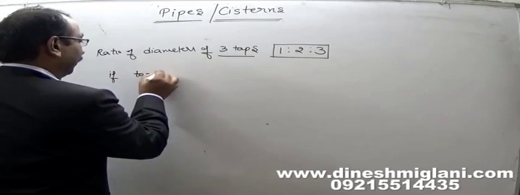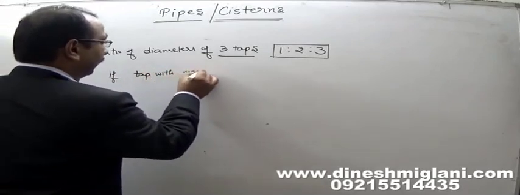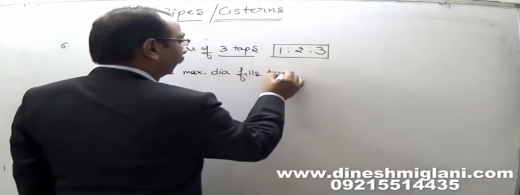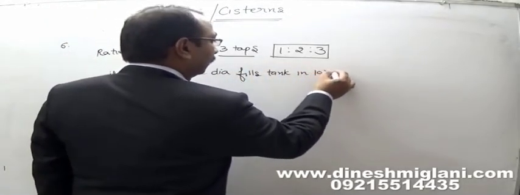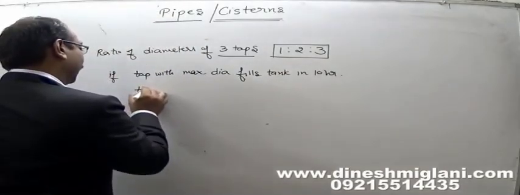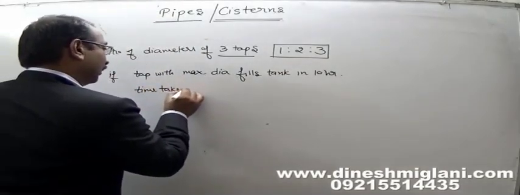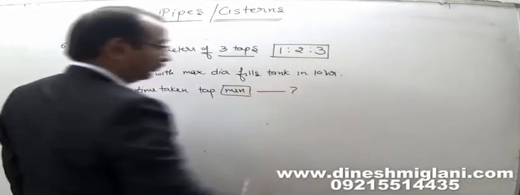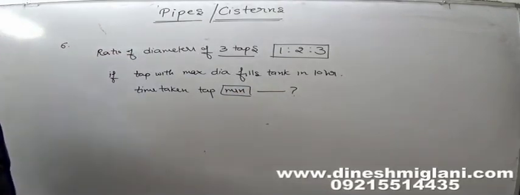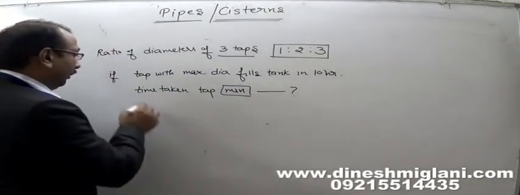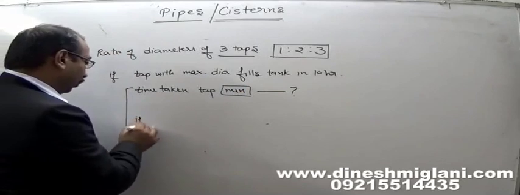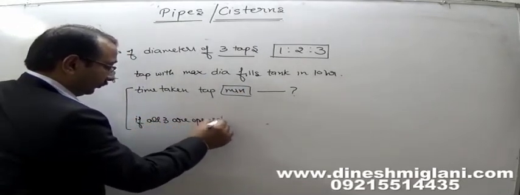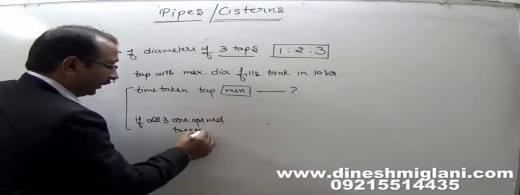It's given that the tap with the maximum diameter fills the tank in 10 hours, right? Then what is the time taken by the tap with minimum diameter to fill the tank? Right, that's a question. Or the question may be, what is the time taken if all 3 are open together? The question may be any of these types.